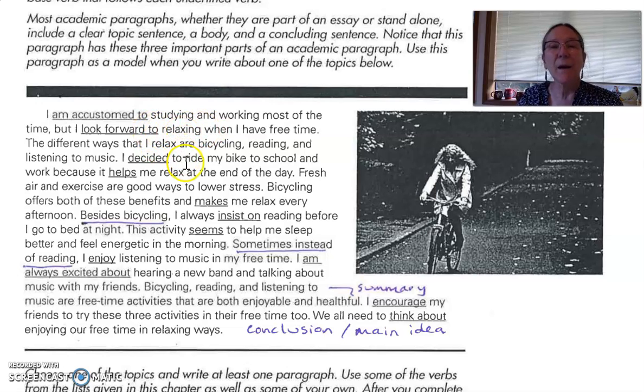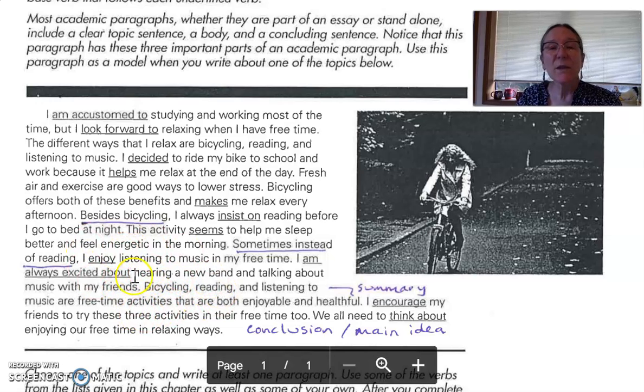Actually, the topic sentence is about relaxing in general, but I like this sentence here because it gives you exactly what's going to be in the paragraph. And so the person writes about bicycling, and the exercise is a good way to lower stress, and then quickly switches to a new topic, reading before bed, writes two sentences on that, and then talks about listening to music and writes two sentences about that. That is not what we want, right?